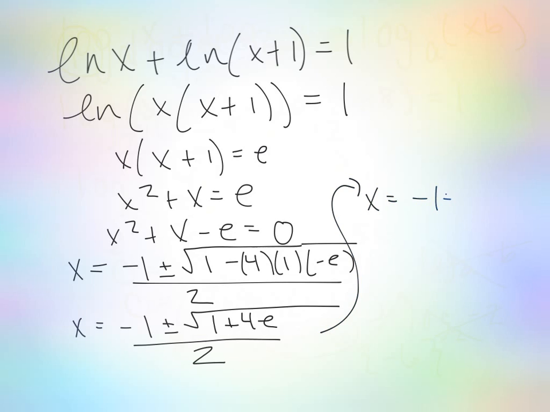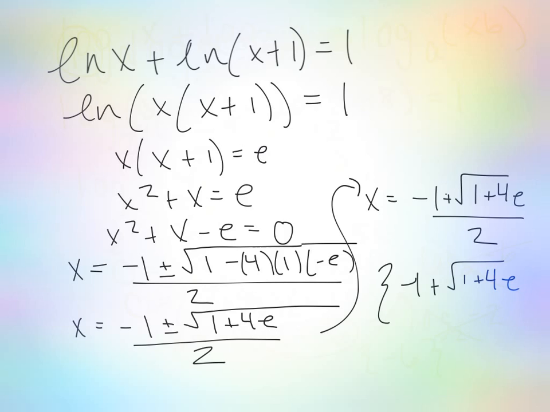negative 1 plus the square root of 1 plus 4e all over 2. And then you'd write that in your solution set. Negative 1, oh, that's a terrible negative. 1 plus 4e over 2. Except math team people don't write the solution set because nobody really knows what that is.